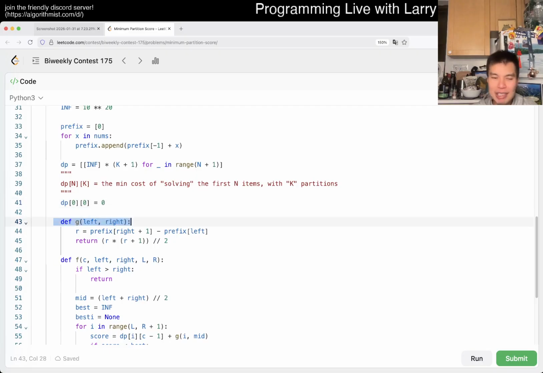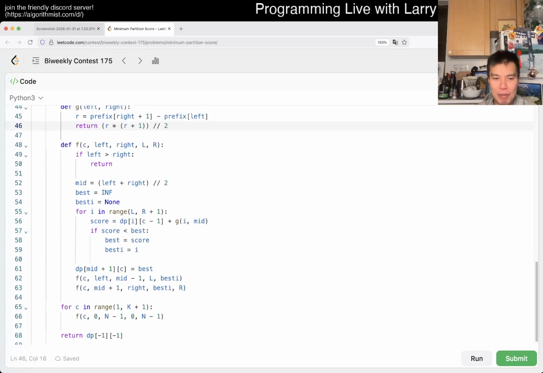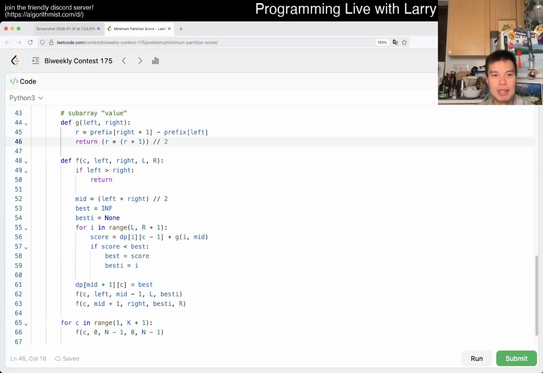G is the cost of a subarray. G is a terrible name, but during contests I've been using F and G so that I don't spend too much time trying to come up with a good name and end up wasting time. It's the subarray value, or whatever they called it for this problem. And then this is the dynamic programming setup.